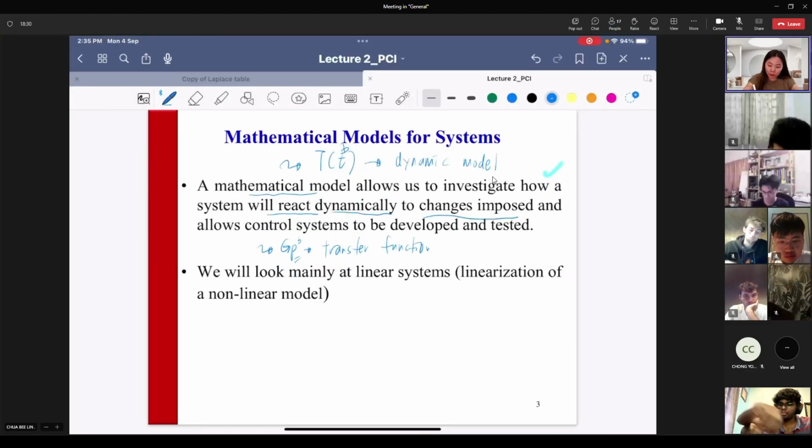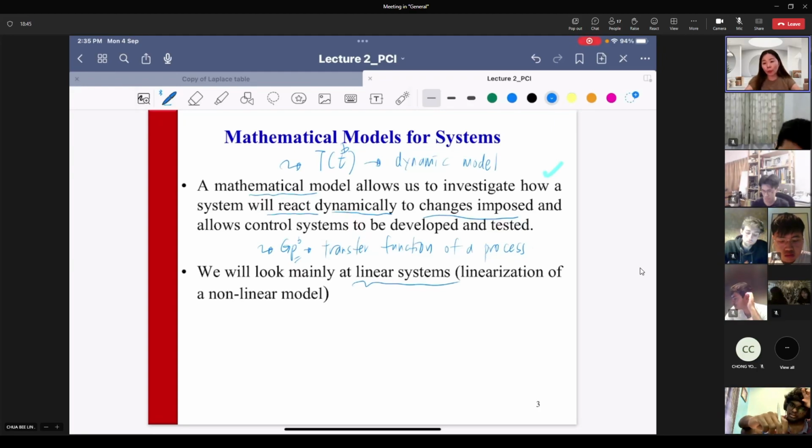So you are going to derive the transfer function of a process using the method of transfer function. We will look mainly at linear systems at the beginning. Then we'll have one non-linear example at the back, where you have to apply the Taylor series expansion to convert the power not equal to 1 into power to 1, meaning linear. If linear, it means the parameter you are going to study must be power to 1.